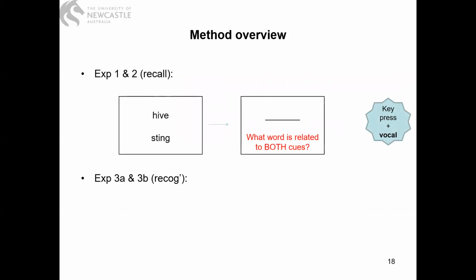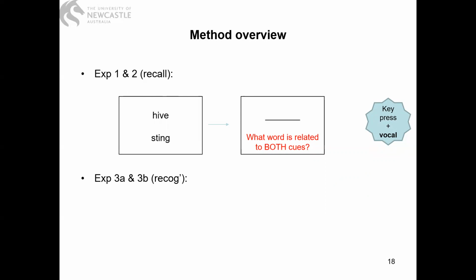Just to give you a sense of the method that we've used, in two experiments, which I shall refer to as recall, two cues were presented on the screen, say hive and sting. They were then removed, and the participants had to indicate which word is related to both cues. In experiment 1, they did so by typing, and in experiment 2, using a vocal response.